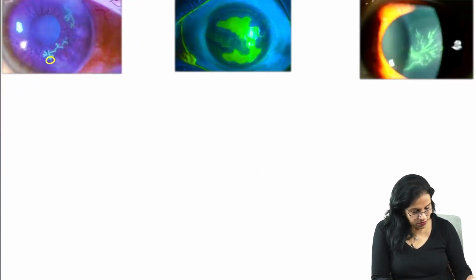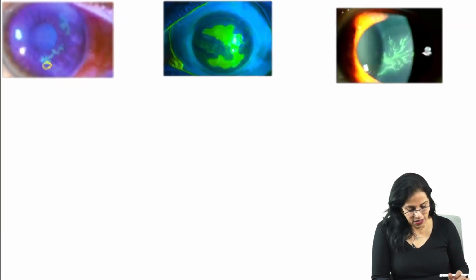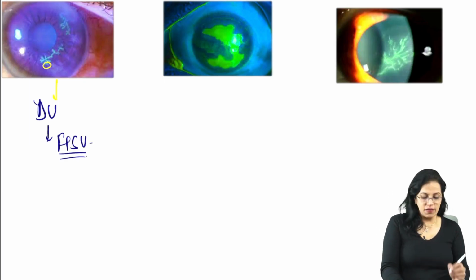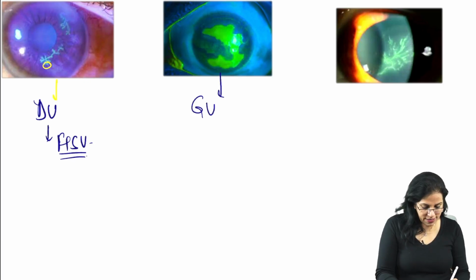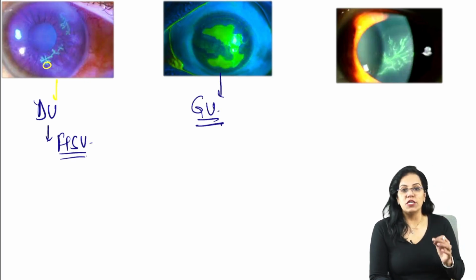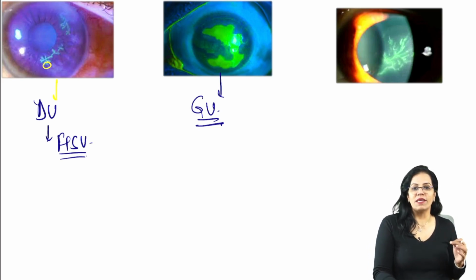And look here, this has no knobbed end, so this is a pseudodendrite, right? We all know that dendritic ulcer is a feature of herpes simplex. If we by mistake give steroids in this condition, it aggravates and can lead to geographical ulcer, and can also cause corneal perforation. Therefore, steroids are contraindicated in dendritic ulcers in herpes simplex keratitis. This has to be kept in mind, right?